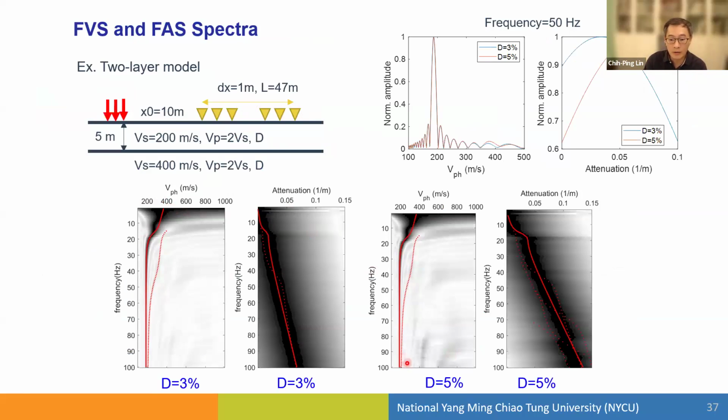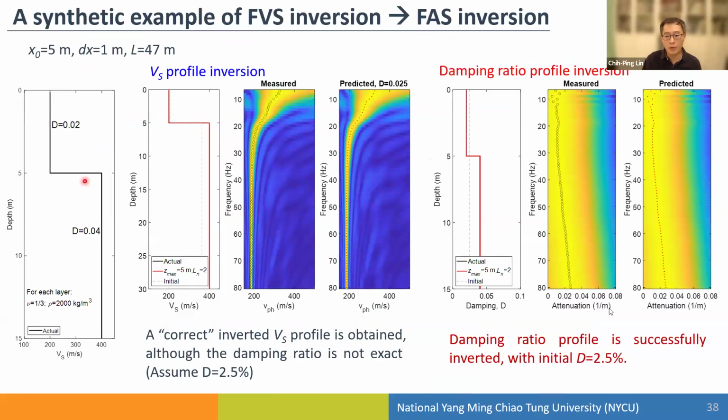So this is an example where we have 2-3% damping and 5% damping. If we look at 50 Hertz, the dispersion curves are almost identical. That means the dispersion curve is insensitive to damping ratio. But in the attenuation curve, there is a significant difference. So we can perform dispersion inversion to get the shear wave velocity profile, and we can also use the attenuation spectrum to get the damping ratio profile.